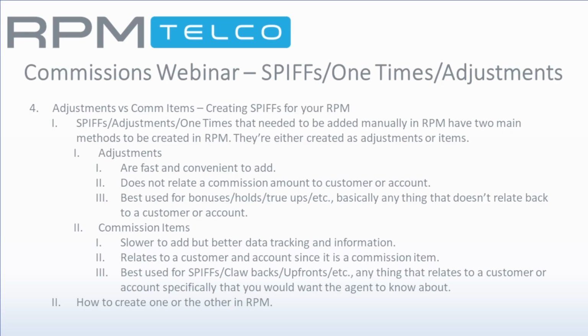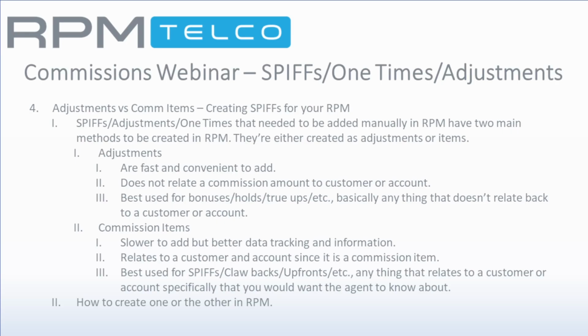But there are multiple ways to add adjustments: adding adjustments in RPM manually versus doing an adjustment import. There's also another option of creating it as a commission item. We're going to go over why you want to do that, the differences between the two, how to start making them, and some tips and tricks I have around it.